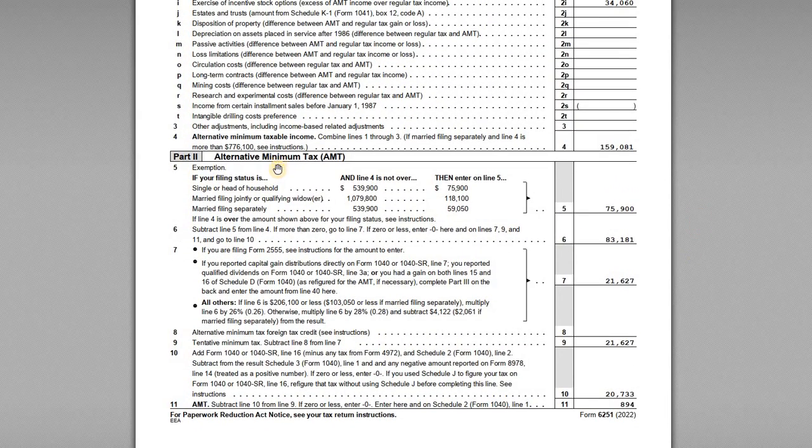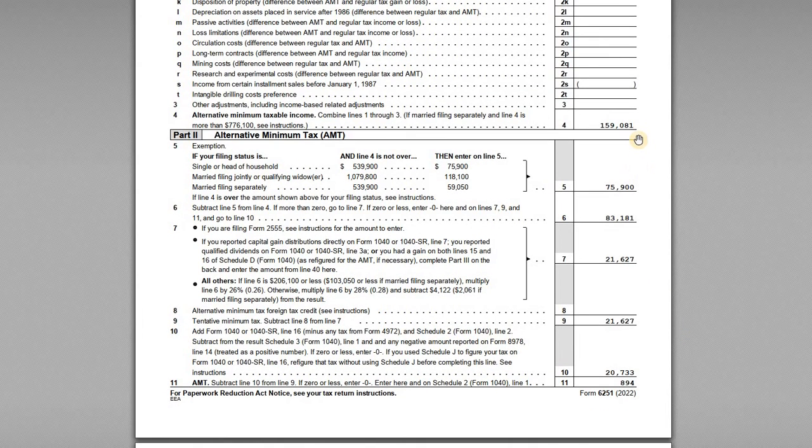So when we look at part 2 for the AMT computation, look at this chart initially to compute what the exemption is, right? So the exemption is, again, kind of that initial floor where you have to make over a certain amount to even have this AMT issue. And so in John's case, single filing taxpayer, his income is between, so line 4 is not over $539,900, right? So he's under that threshold. So the AMT exemption here is $75,900.